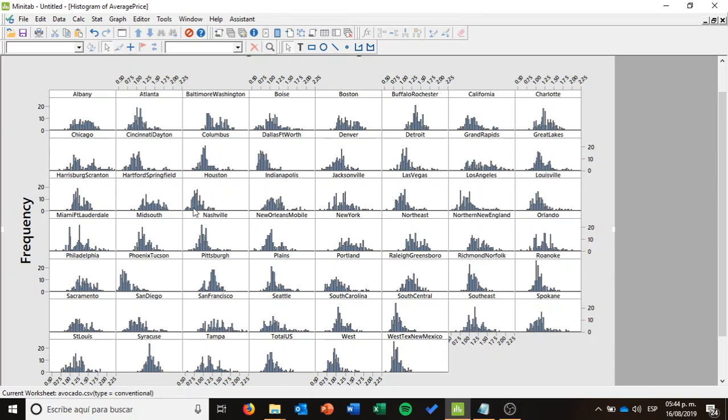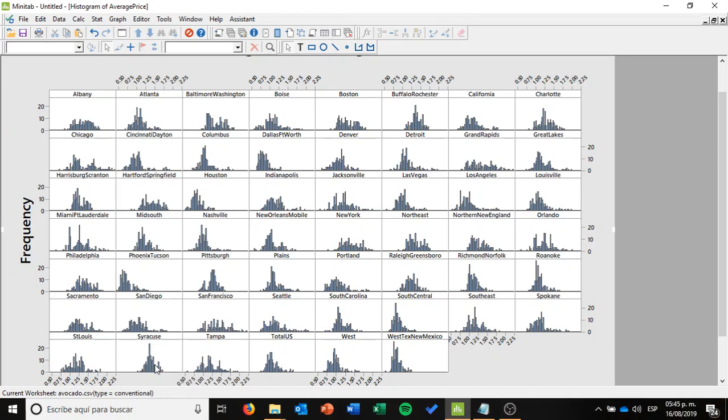The same happens, for example, here in Nashville. It happens also in Plains. Here in Syracuse, you can see that the tail is located a little bit to the left. That is, probably most of the prices are quite high.